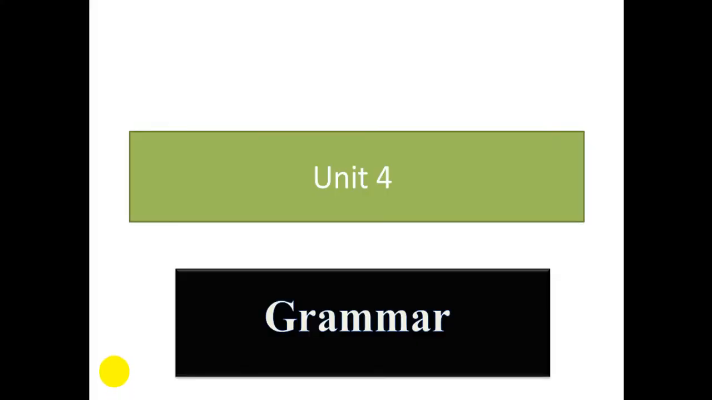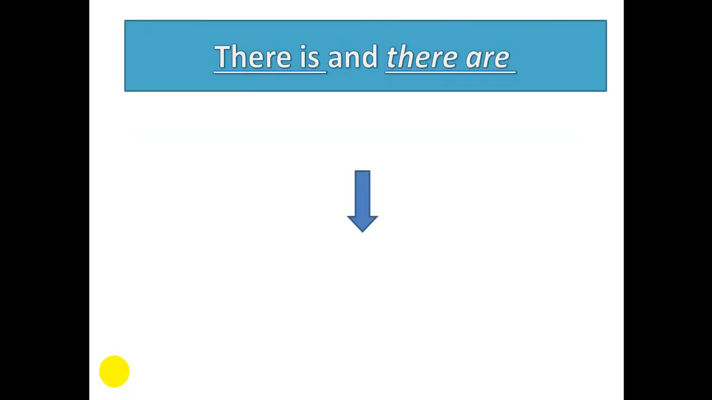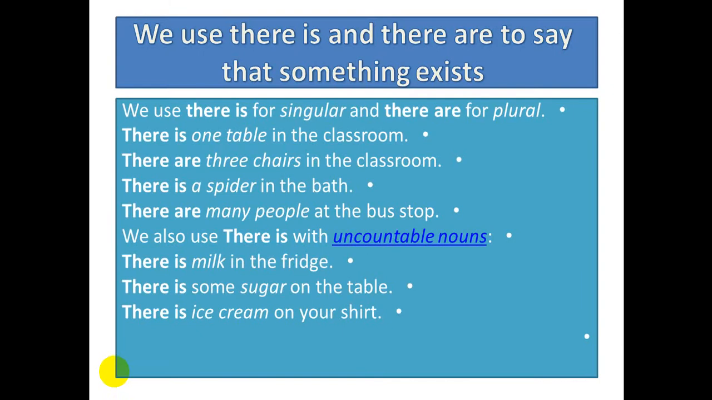Unit 4, Grammar. There is and there are. We use there is and there are to say that something exists. We use there is for singular and there are for plural. For example, there is one table in the classroom. So there is a table, okay?